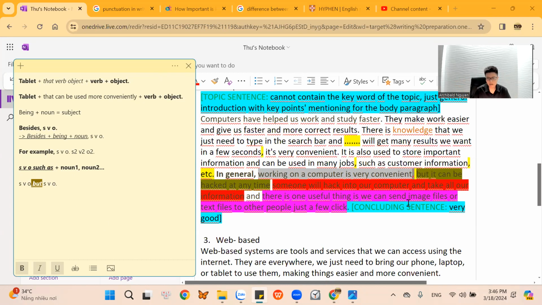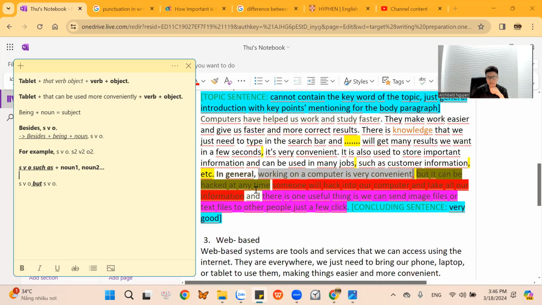So here, working on a computer is very convenient, but it can be hacked at any time. Here, that is the end of the sentence, because you can see that "but" can only be used to connect the two sentences together. Here, you go on with the next sentence. So it's going to be a very long sentence. Right, okay. Let's get back to the sentence.